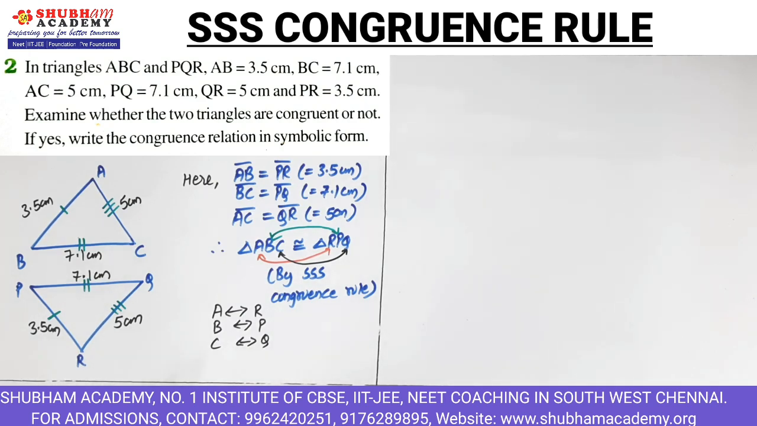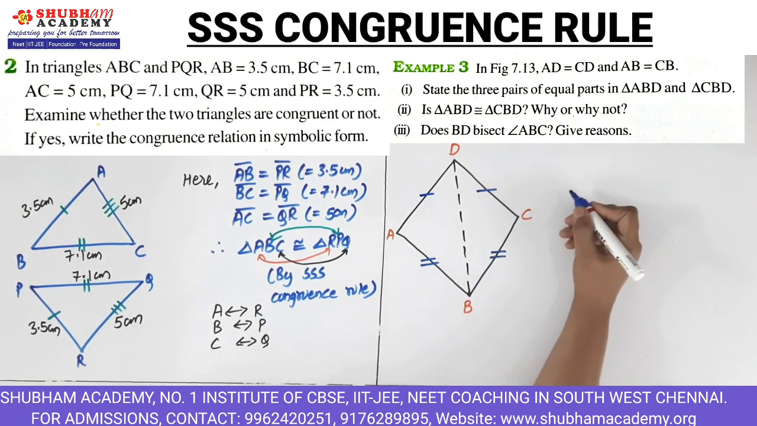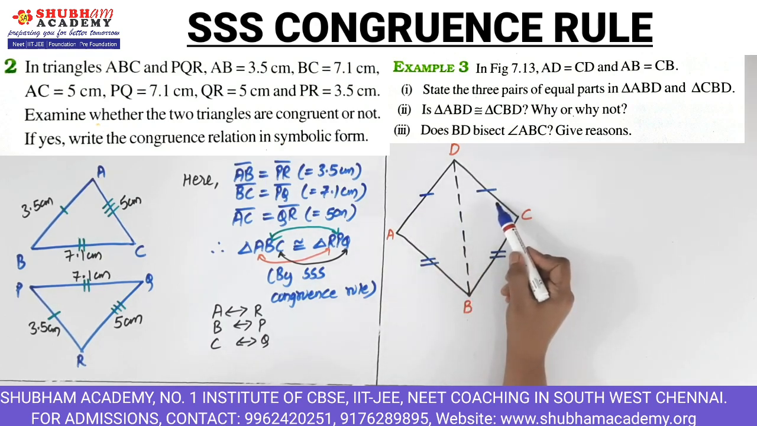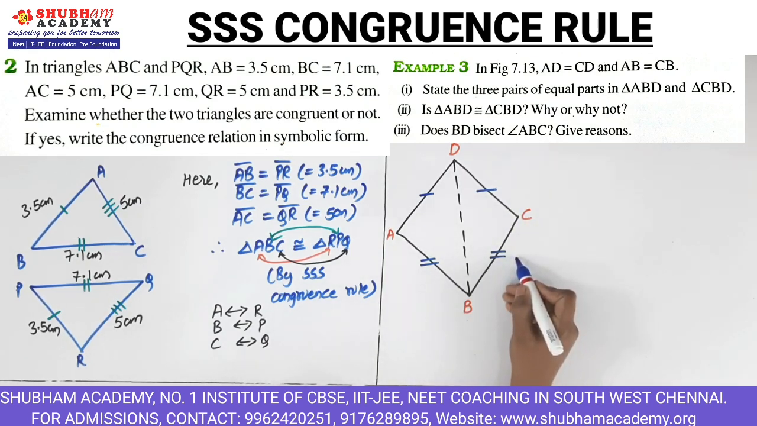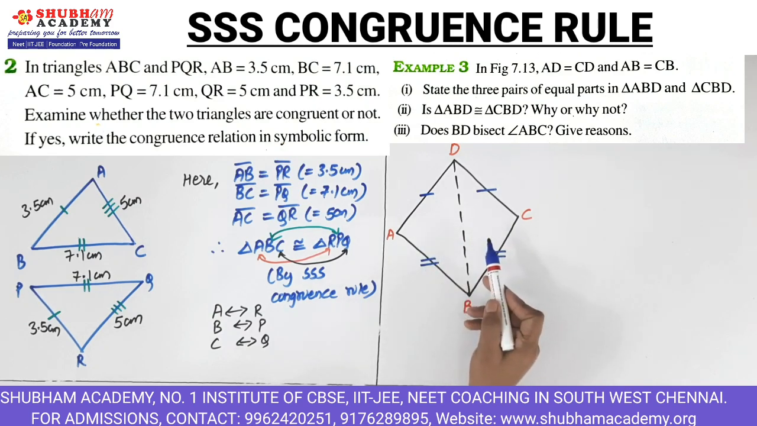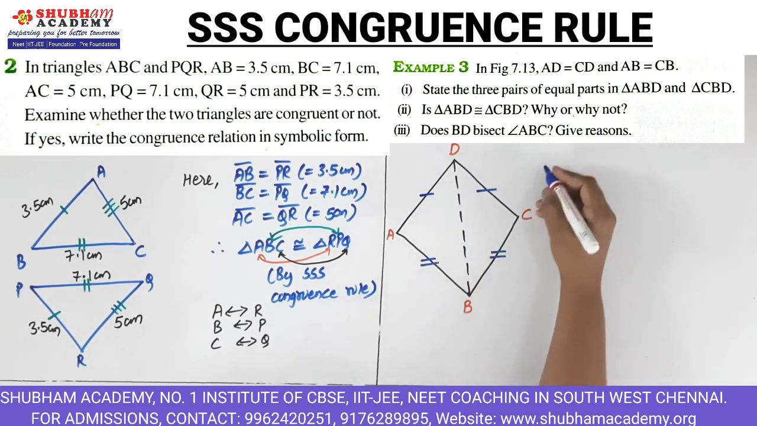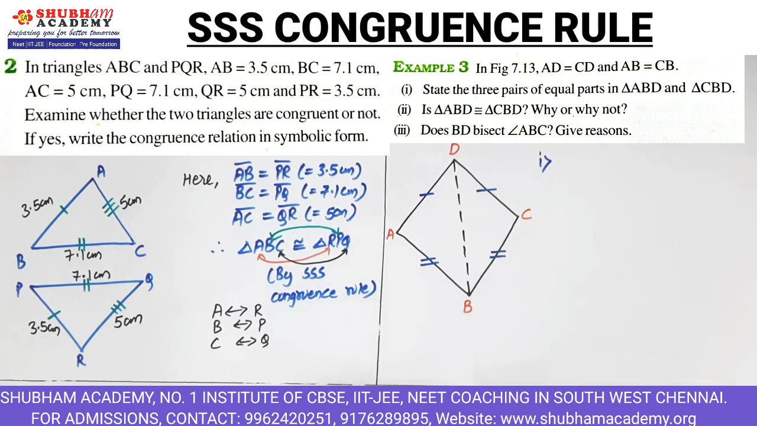Now example 3. So for example 3, which is on page number 140, the figure which is being given to us here, and it is given that AD is equal to CD, we can see in the figure, and side AB is equal to side BC. The first subdivision asks us to state the 3 pairs of equal parts in triangle ABD and triangle CBD. So we will write here the 3 corresponding equal parts of both the triangles.